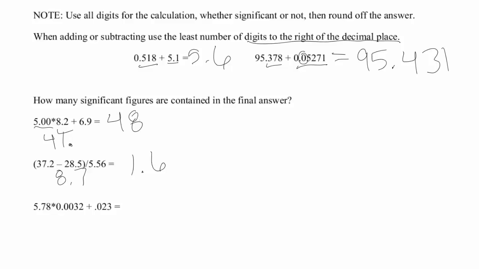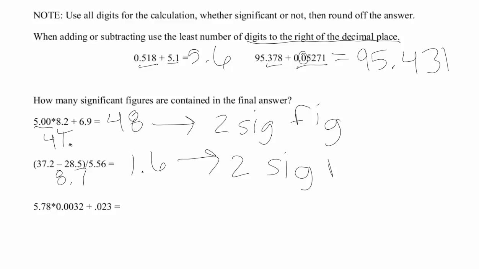The question is asking how many significant figures are contained in the final answer. I'm just going to write out to the side the number of significant figures. So I'm just going to abbreviate it sig figs. So you'll hear that a lot, people calling significant figures sig figs. It's just an abbreviation. So 48 has 2 sig figs, and 1.6 also has 2 sig figs.